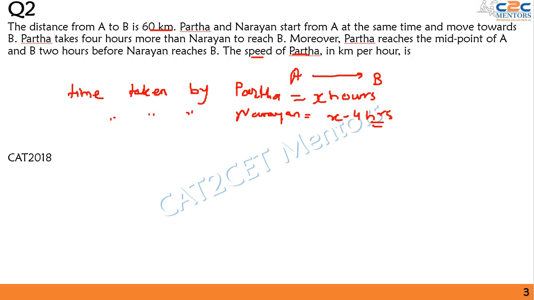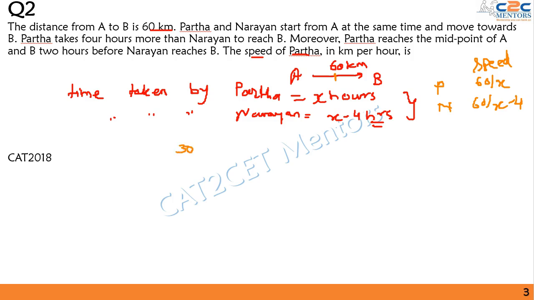Now moving on. We do know that the distance between A to B is 60 kilometers. Now if I have to calculate speed for Partha and Narayan, it will be nothing but 60 by x, and this will be 60 upon x minus 4. Now we are given another condition that Partha reaches the midpoint of A and B 2 hours before Narayan reaches B. So we'll rewrite this in terms of time.